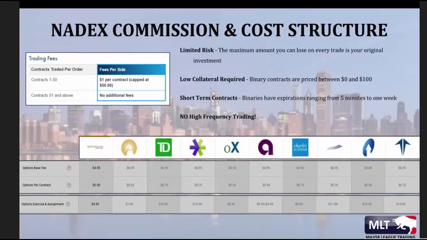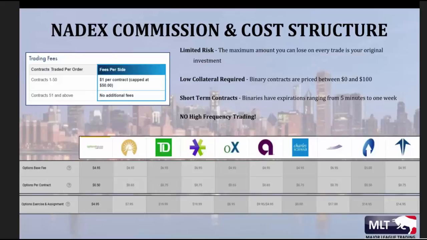It is $1 per contract, and that's capped at $50. So that means if you trade 100 lot, you won't pay more than $50. If you trade a 1 lot, you will pay $1. If you trade a 2 lot, you will pay $2, and so on and so forth until you start trading 50 lots, and then your commissions are completely capped.